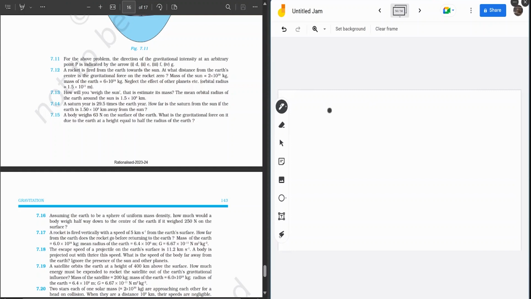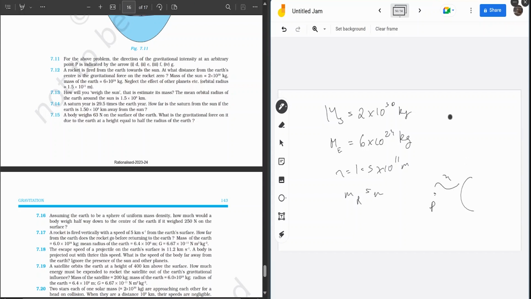So mass of Sun is equal to 2 into 10 to the power of 30 kilograms. Mass of Earth is equal to 6 into 10 to the power of 24 kilograms. Orbital radius is equal to 1.5 into 10 to the power of 11 meters. And mass of rocket is m. So let P be a point at distance x. So this is the Earth, and P is here, at the distance of x.